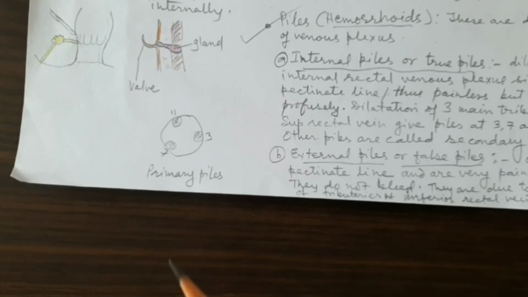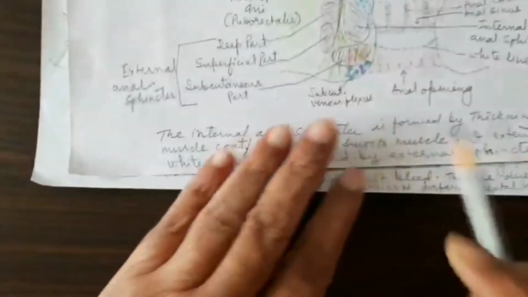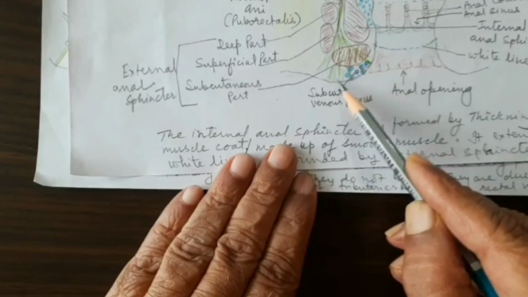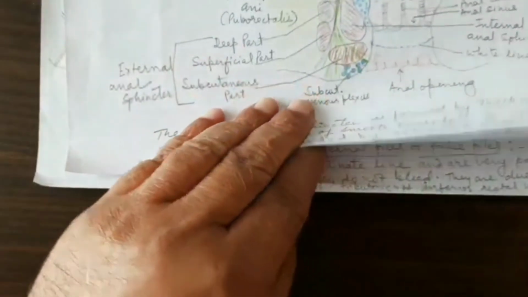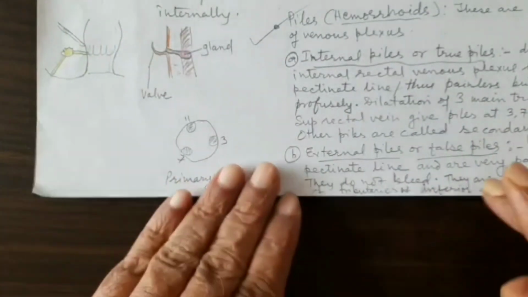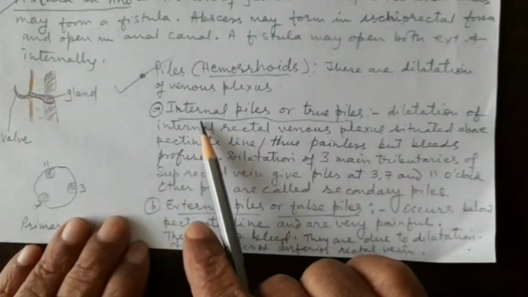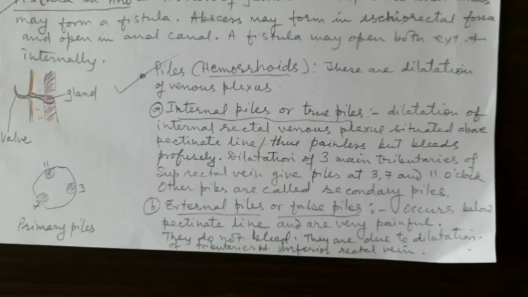The external piles or false piles occur below the pectinate line and are very painful. Why are they very painful? Because the area is supplied by the somatic nerve, the inferior rectal branch of the pudendal nerve. They do not usually bleed profusely, and they are due to dilatation of tributaries of the inferior rectal vein. They may dilate and form the false piles, but our concern as practitioners is the internal piles or true piles.